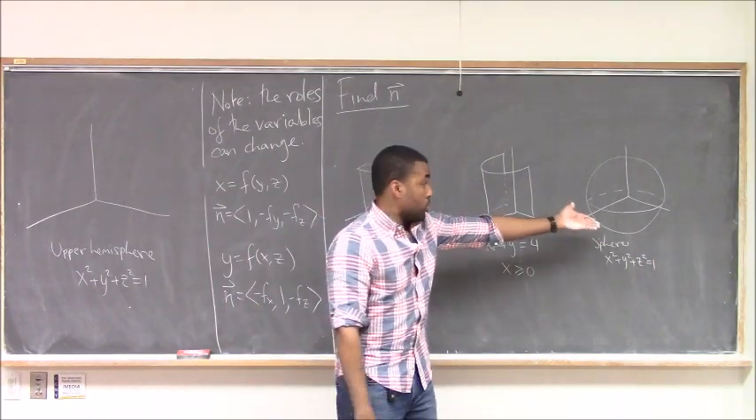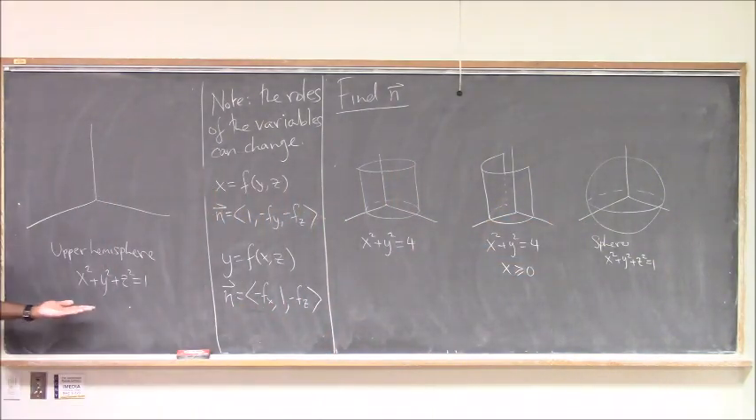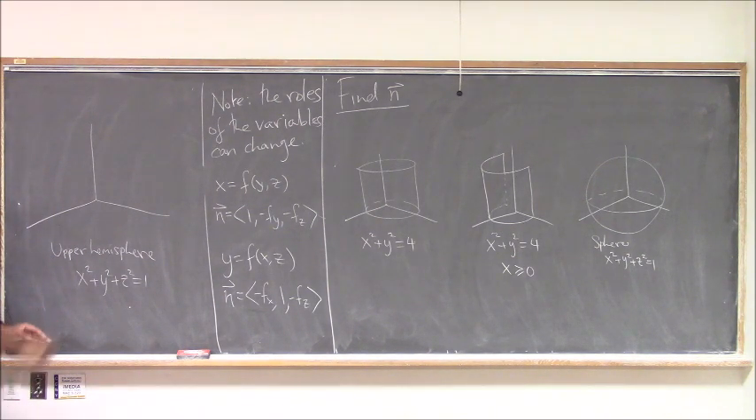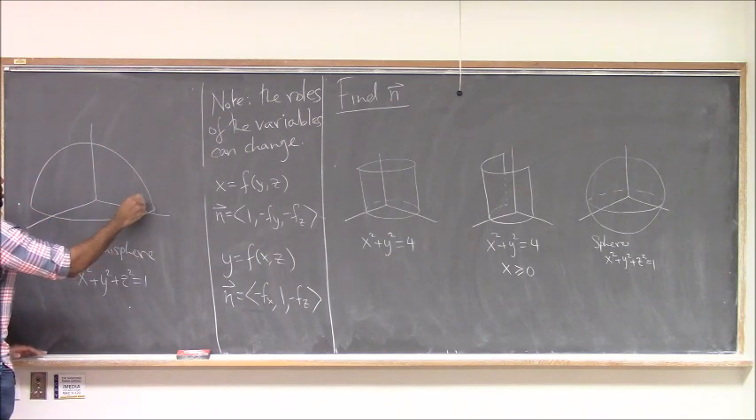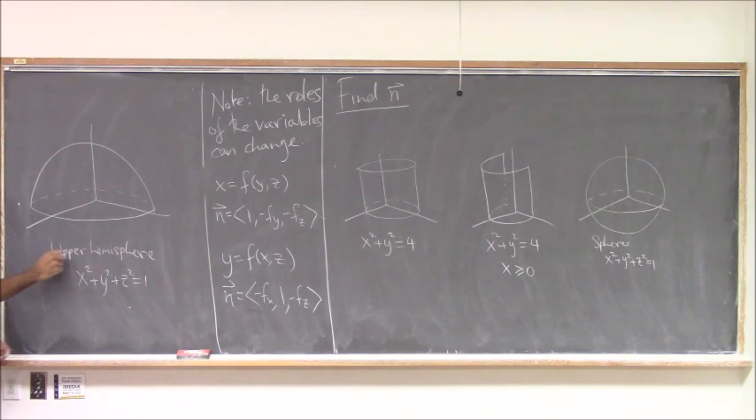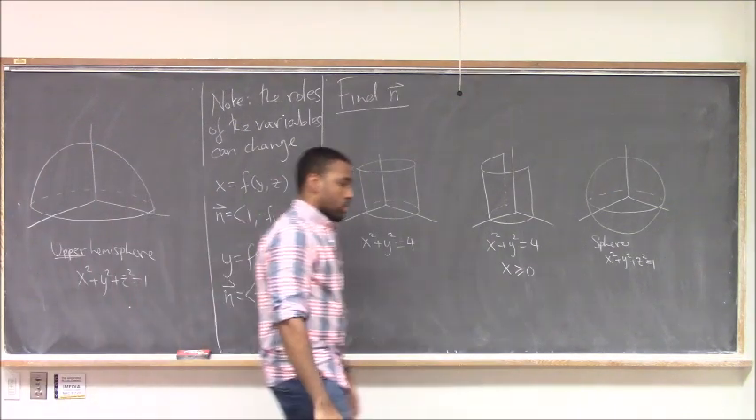And this guy is a full sphere. What would the upper hemisphere look like? It just gets cut in half at the xy plane. So you really want the part above the xy plane, the top part of the sphere, because that's what the upper hemisphere is. Right? Now that automatically tells you a few things.